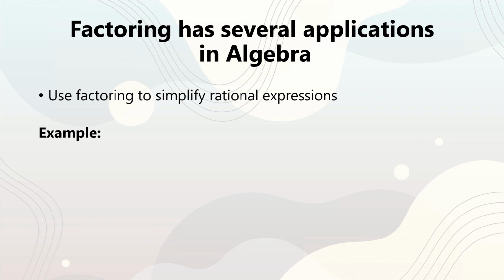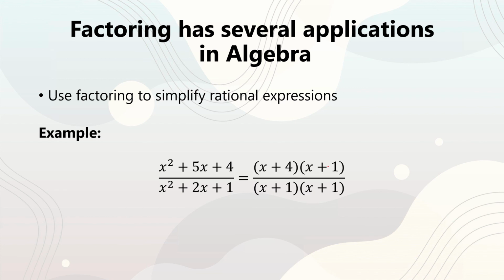As an example, in module 2, you will be asked to simplify x squared plus 5x plus 4 over x squared plus 2x plus 1. So usually, the instruction, when we reach this module, is to simplify. To simplify that, you will be needing the concept of factoring.